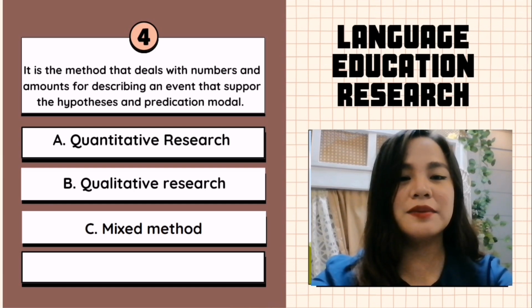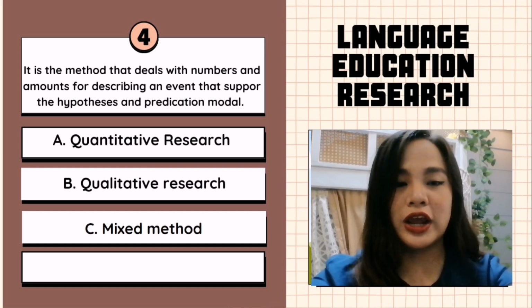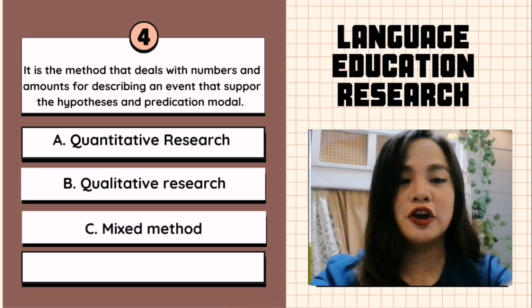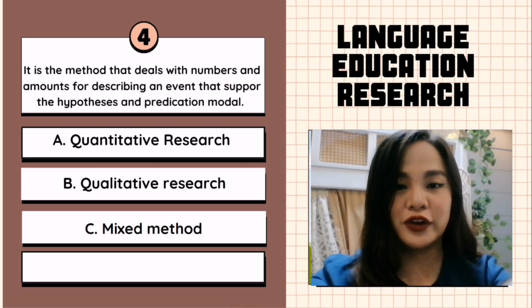Number 4. It is the method that deals with numbers and amounts for describing an event that supports the hypothesis and prediction models. So letter A, quantitative research, or B, qualitative research, or C, mixed method.